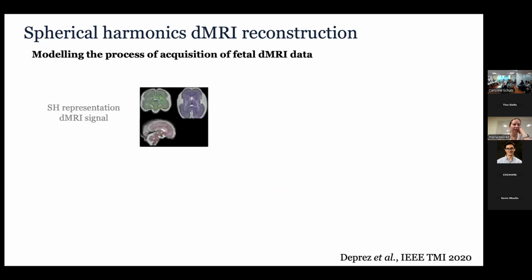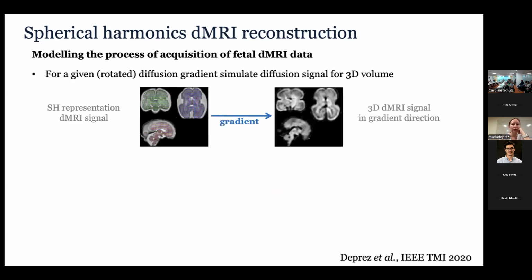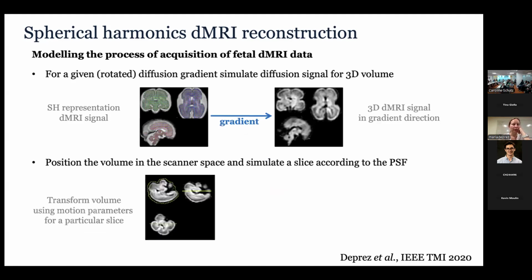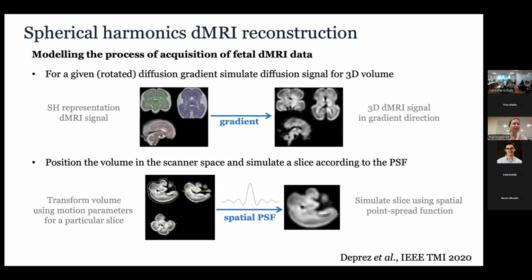And then the forward process will have one extra step. This is what we want to get, our spherical harmonic representation of the diffusion signal. Then we can just sample based on the gradient we want to generate. We get a 3D volume, and then we position it in the scanner space, and we can use the point spread function to simulate the slice. So that's the forward model.